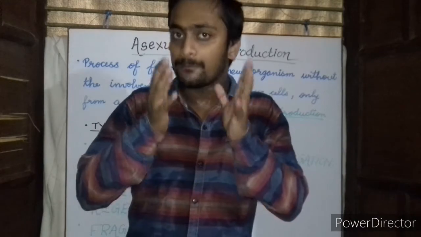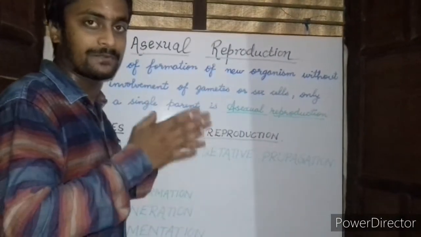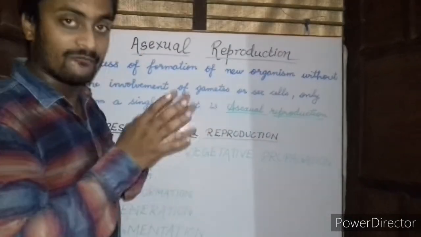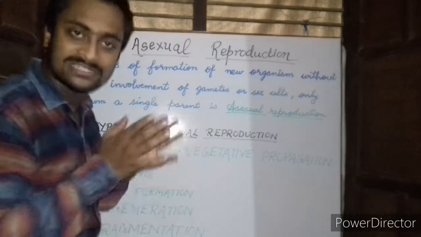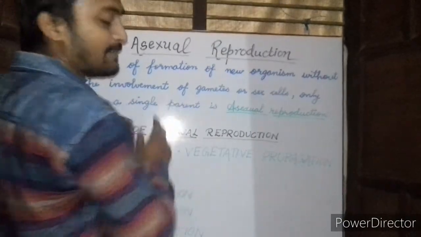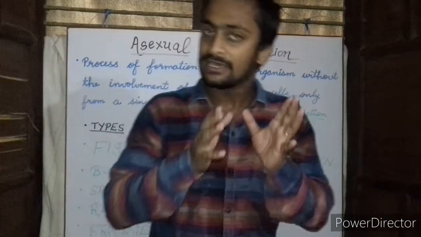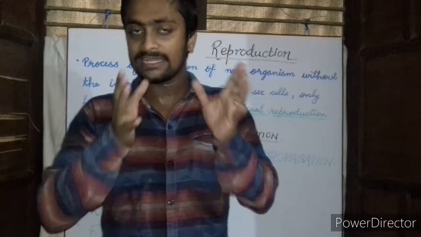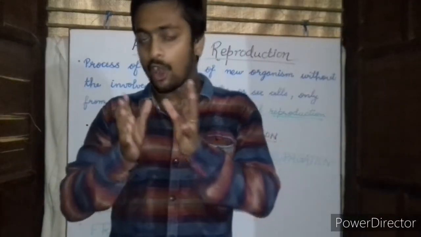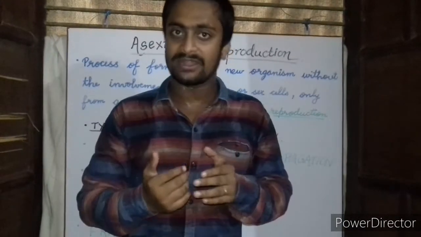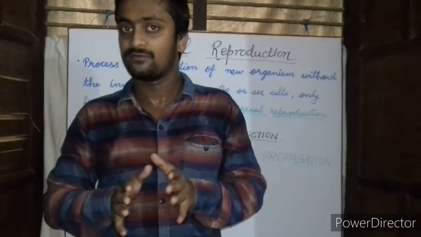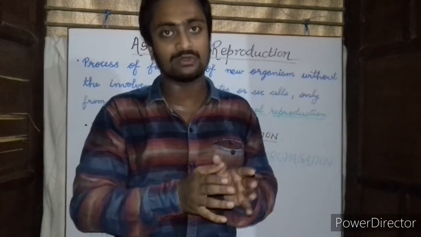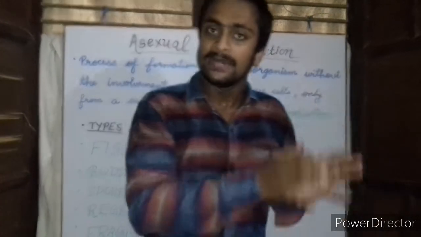If I want to give you a proper definition, asexual reproduction can be defined as the process of formation of a new organism without the involvement of gametes or sex cells, only from a single parent. Since only one parent is involved in the process of asexual reproduction, the organisms so produced by this method are identical to the parents, which means there is no variation in the offsprings so produced by the method of asexual reproduction.